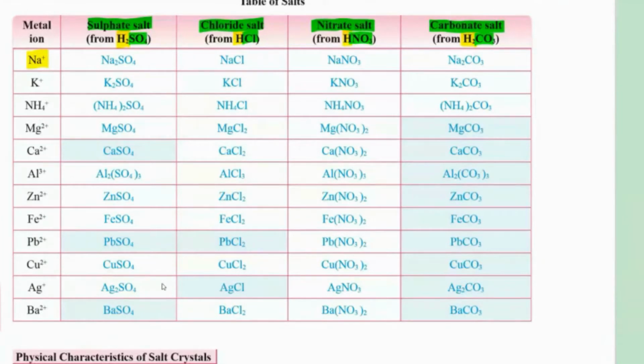And copper 2 sulfate, copper 2 chloride, copper 2 nitrate, copper 2 carbonate. Then silver sulfate, silver chloride, silver nitrate, silver carbonate. Okay, and finally barium sulfate, barium chloride, barium nitrate, barium carbonate. Okay, finished already? Is that all correct or not?